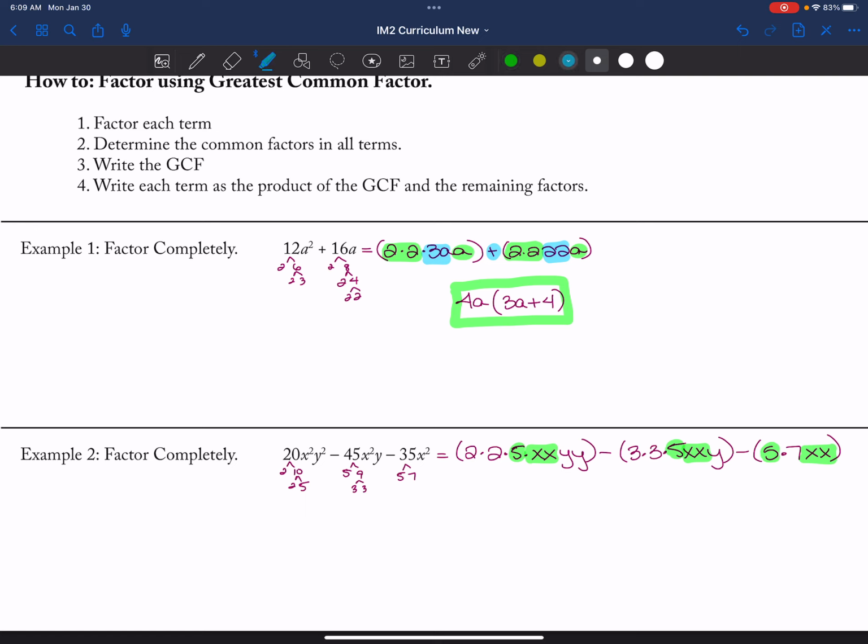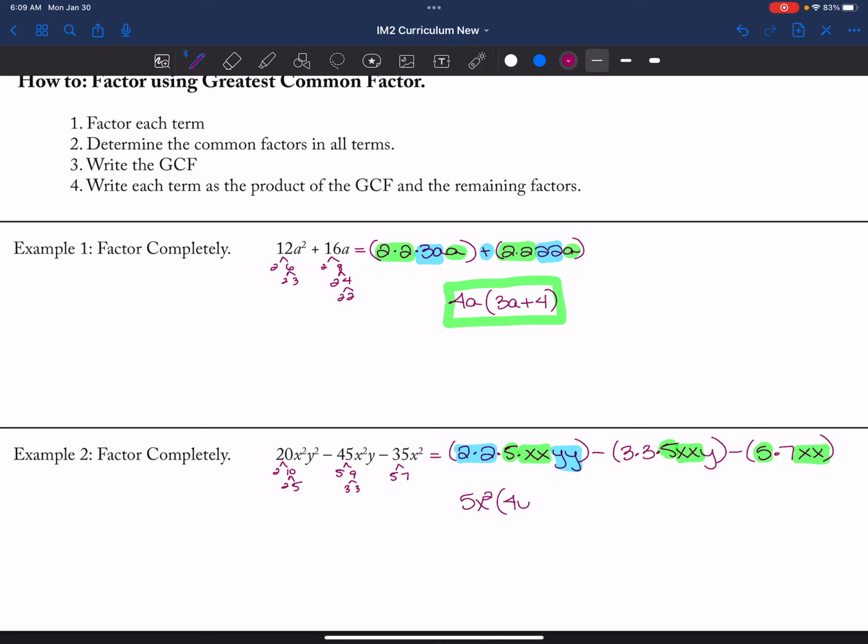Okay, so what am I left with? So first of all, what do I factor out? I factor out what's in common, which is a 5x squared that I highlighted in green. What I am left with in the first term is a 4y squared. Okay, so 4y squared. Then I'm left with a 9y. So that's a minus sign in the middle.